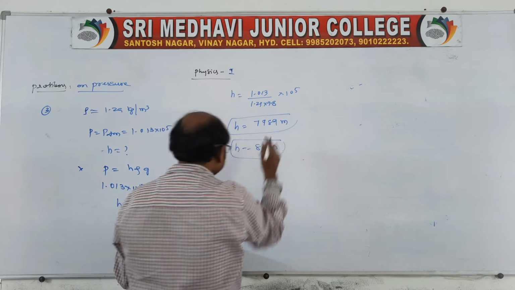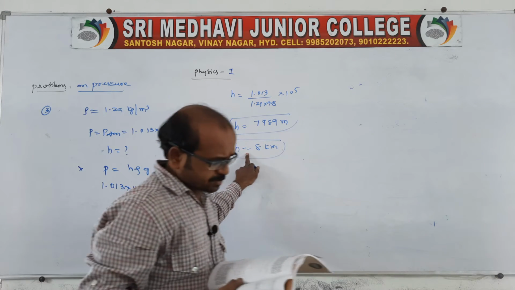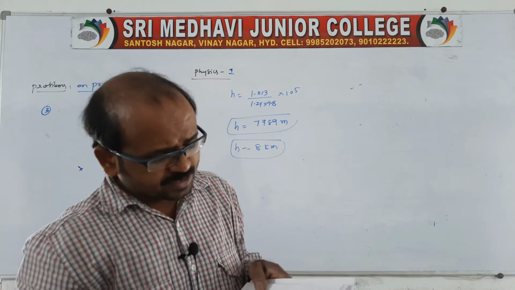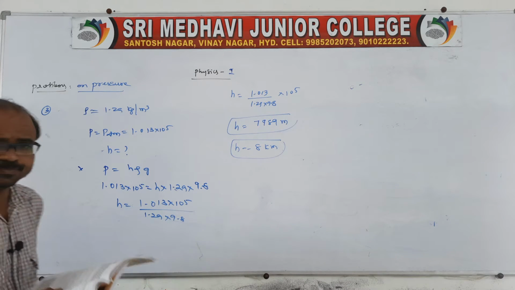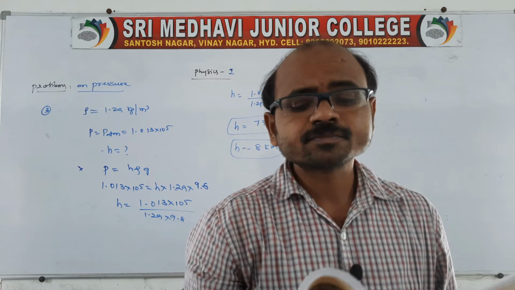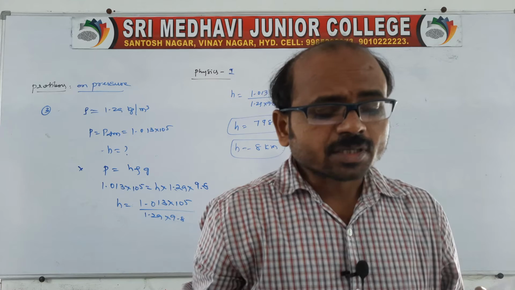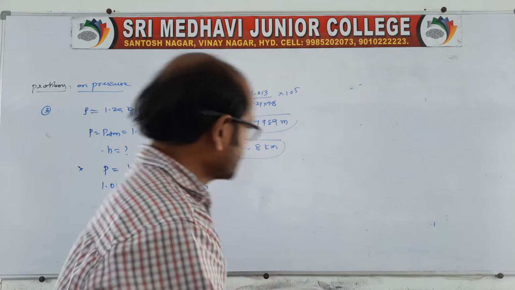So based on the density, the atmosphere extends up to a height of 8 kilometers at sea level, right? Clear? Now coming to the fourth question.